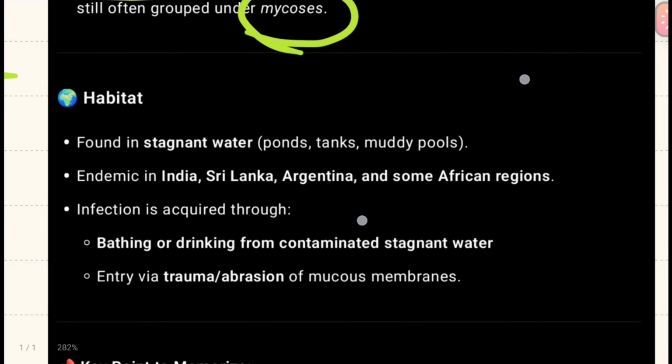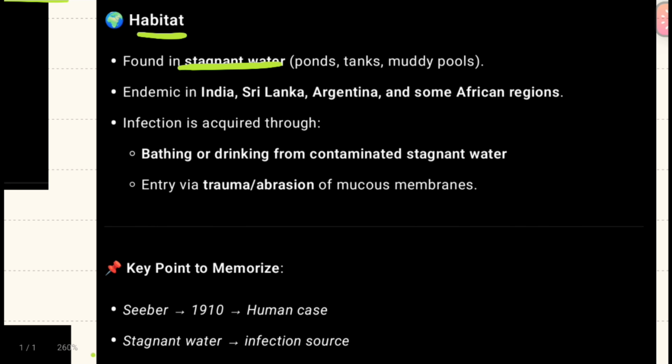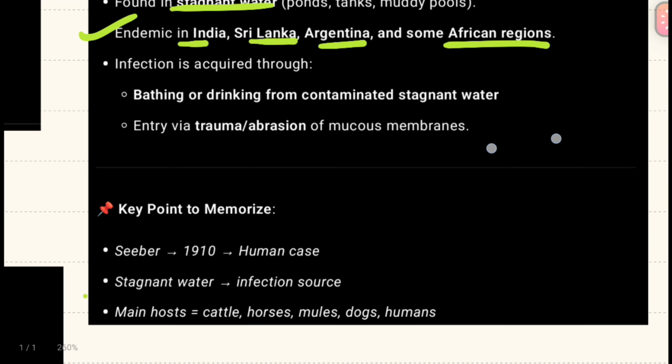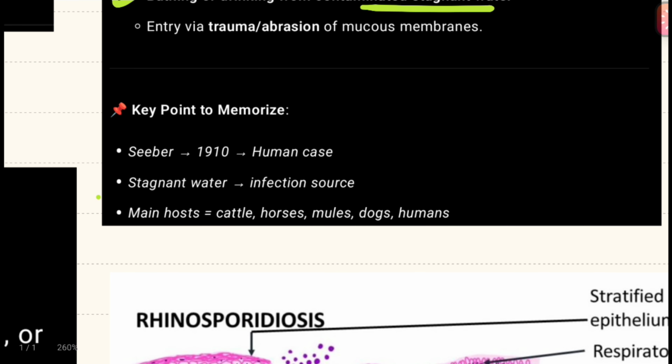Now, let us discuss the habitat of Rhinosporidium seeberi. Usually, these organisms are found in stagnant water, and this disease is very endemic in countries like India, Sri Lanka, Argentina, and some African regions. The infection is acquired mainly through activities such as bathing or drinking from contaminated stagnant water. Also, sometimes traumas or abrasions of the mucous membranes act as a portal of entry for the organisms.